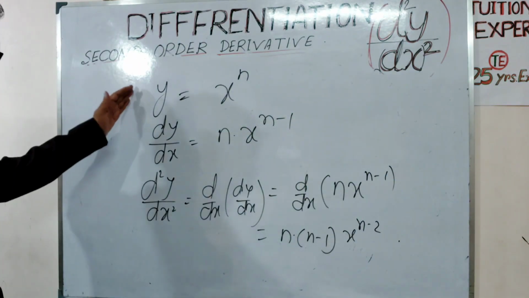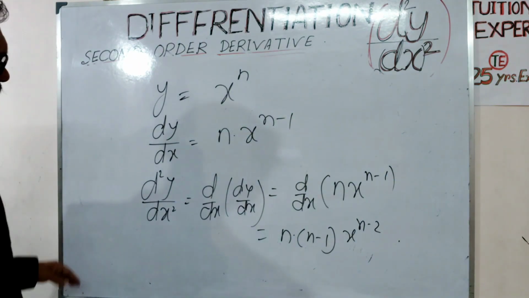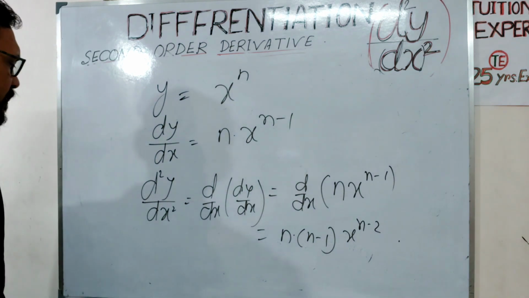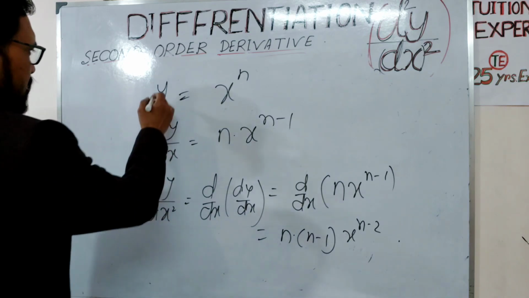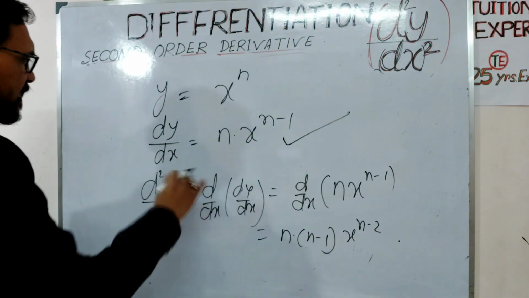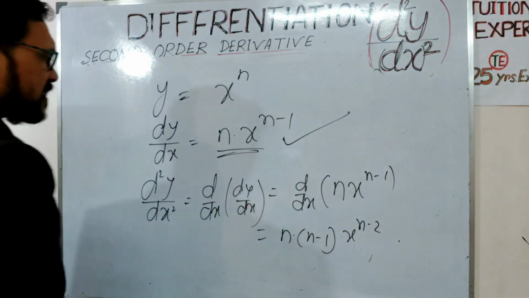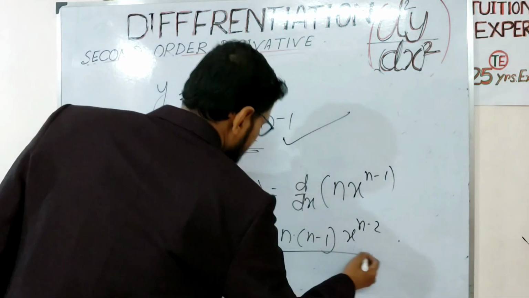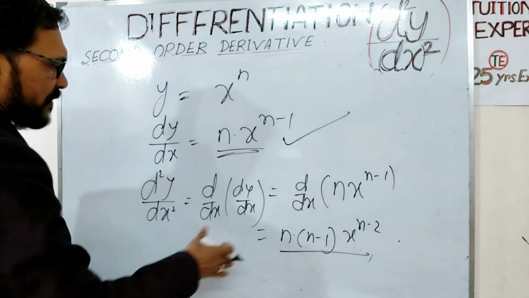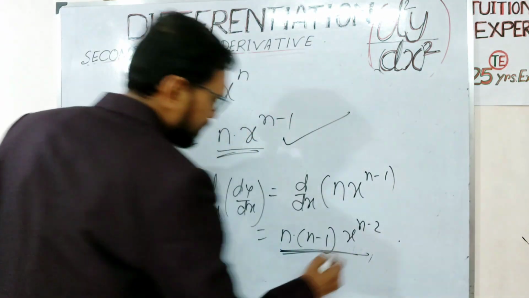So d2y by dx square means the derivative of y two times with respect to x. First we differentiate with respect to x, we get dy by dx. Then again, if we differentiate this with respect to x, then we get this. That is, we have to differentiate y two times with respect to x.